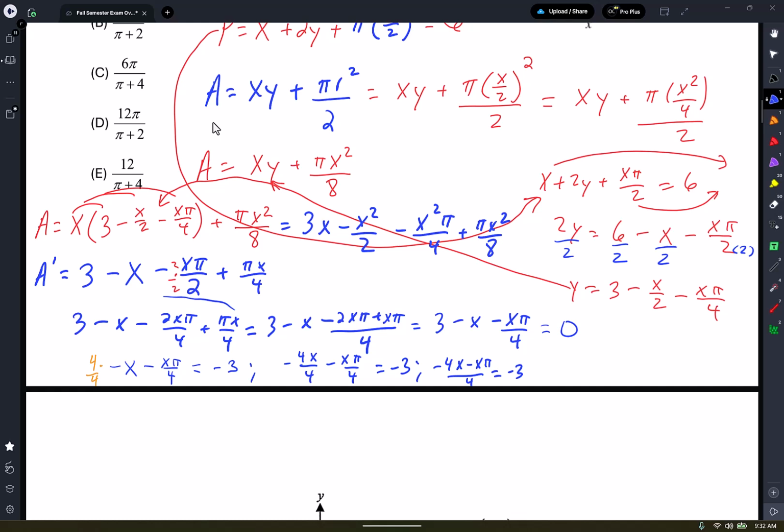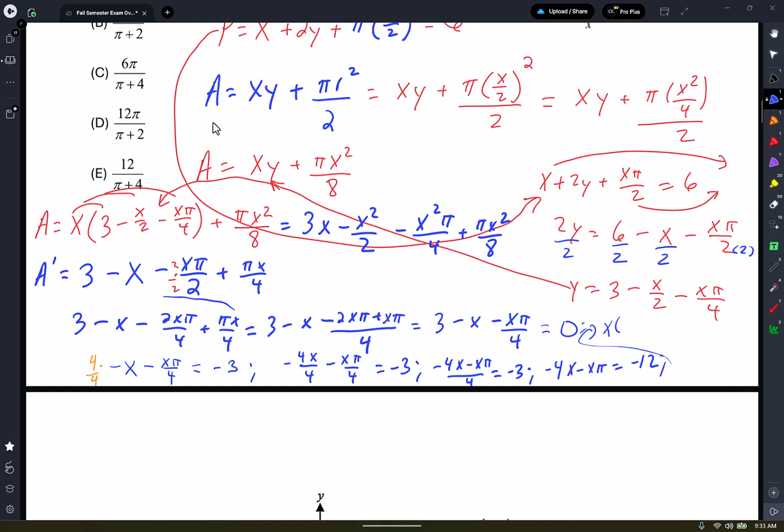You can take shortcuts. It's not a big deal. Times 4 to get rid of that 4 in the denominator. That's a semicolon for a new line. Negative 4x minus x pi equals negative 12. And here's the moment of glory. I'm going to factor out an x, semicolon. I'll write it right here.